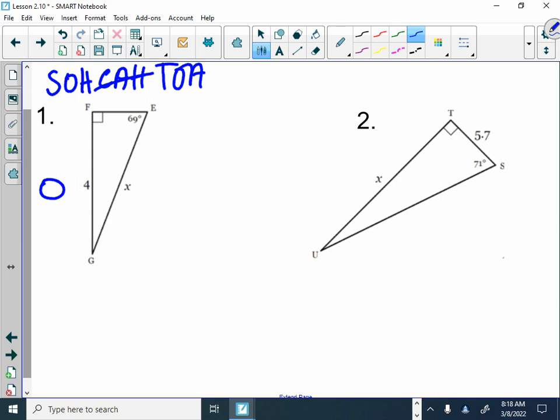Is it adjacent or hypotenuse? Hypotenuse. It is adjacent, but remember, adjacent can only be for a leg. It's across from the right angle, so that X is a hypotenuse. I have O and H. Which one am I using? Sine. You're going to use sine. So the sine of angle E equals opposite over hypotenuse.